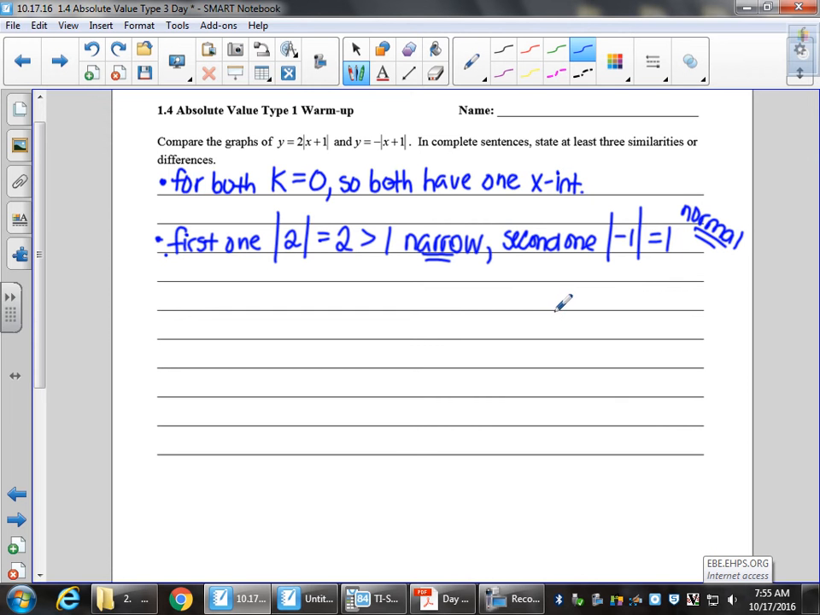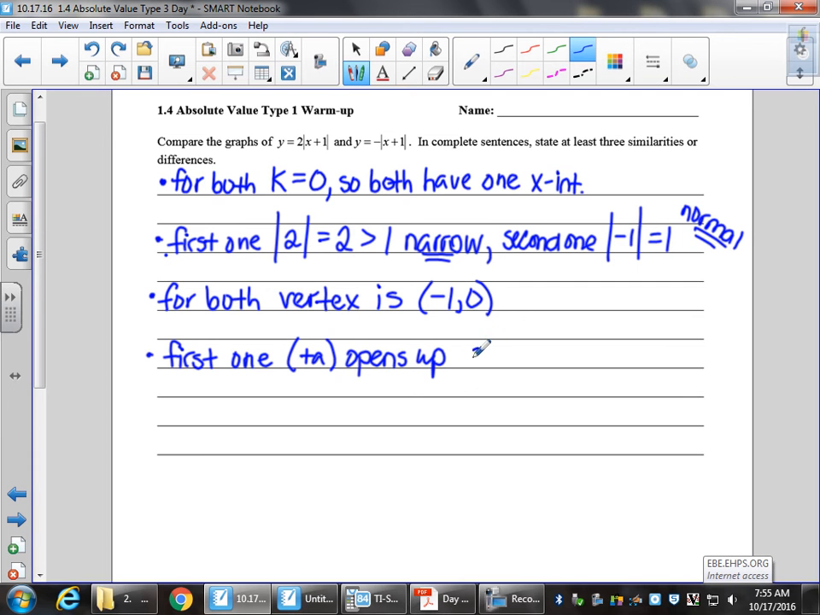Yes, Ashley. Good job. For both, the vertex is, what was it? Negative 1, 0. Very nice. The first one opens up, the second one opens down. How'd you know that? I looked at the first one, positive, and the second one is negative. Good, so first one, positive A opens up. Second one, negative A, opens down. Love it.